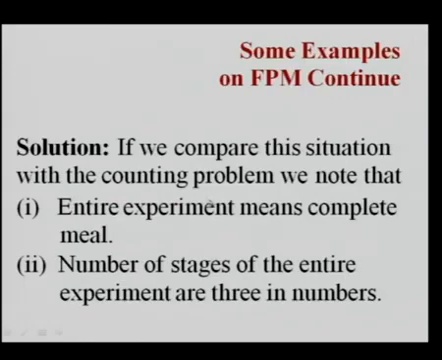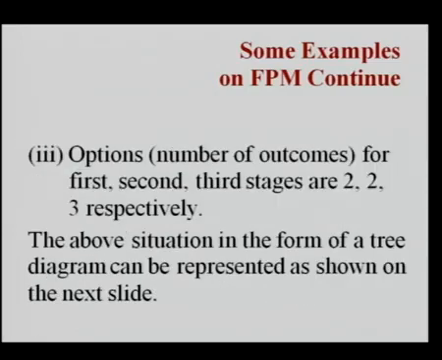Come to the solution of this problem. We see that, after comparing this with the fundamental principle of multiplication, the entire experiment means the complete meal, and the number of stages of the entire experiment is 3. And third, we have the number of outcomes. For the first phase we have only 2 appetizers, soup and juice, for the second we have only 2 options, veg and non-veg, and for the third we have 3 options, sponge rasgulla, gulab jamun and ice cream. So for the 3 phases we have 2, 2 and 3 options.